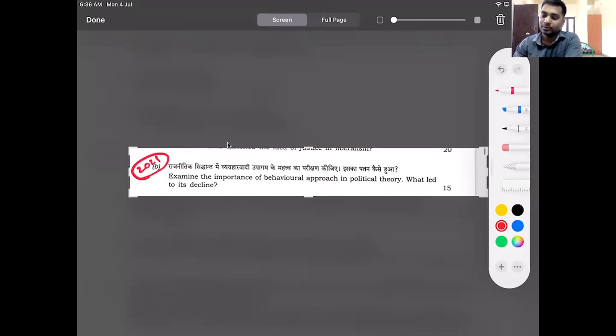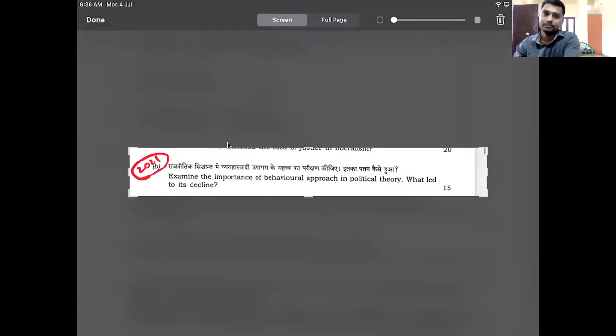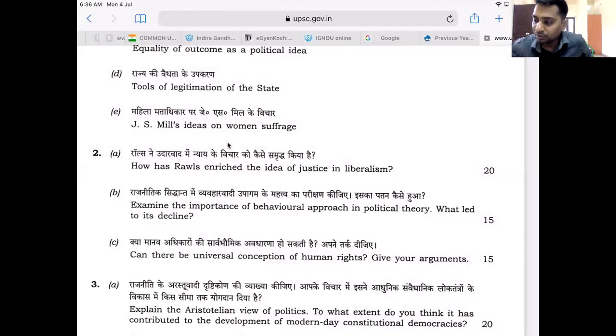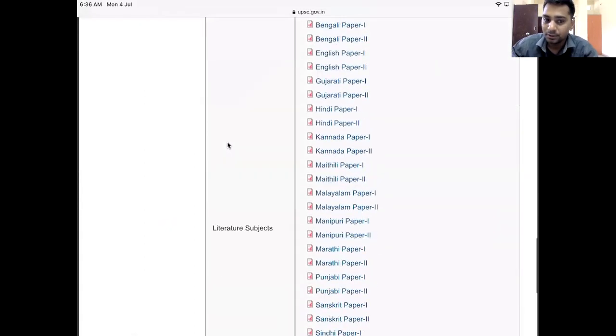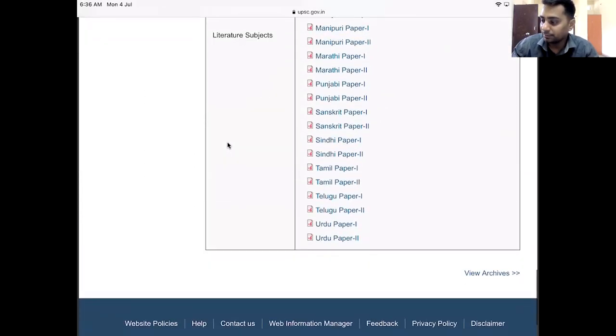2021 paper. Now similarly, this is the 2021 paper, this is the UPSC website, and you have to go for 2020.